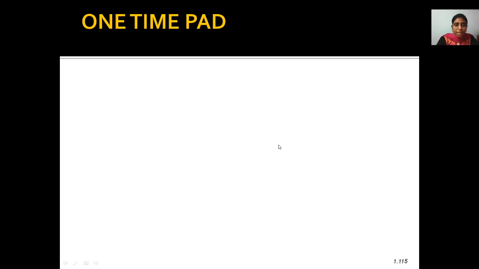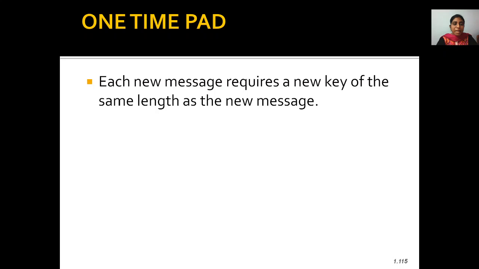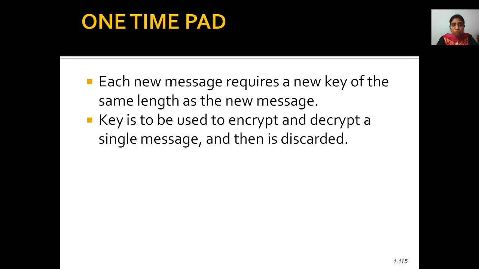So coming to the next method, that is the one-time pad. The one-time pad is a method where each message requires a new key of the same length as the message, and the key is used to encrypt and decrypt a single message, and then it is discarded.